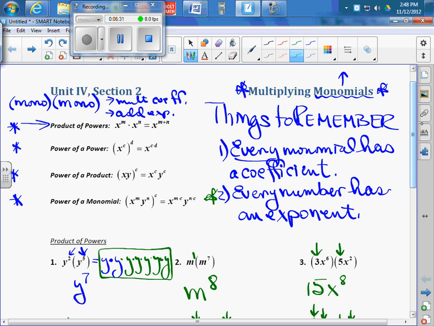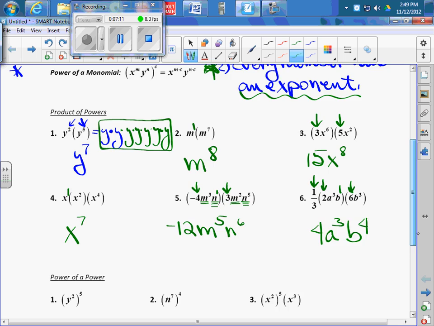All right, let's go back up here for just a second to talk about the power of a product. Notice here that we have an exponent outside the parentheses. When this happens, multiply the exponents. It's also important that you remember that every number has an exponent. Every number has an exponent.